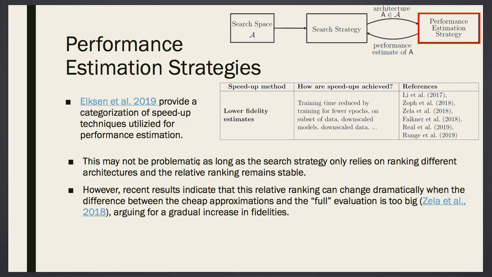However, recent results indicate that this relative ranking can change dramatically when the difference between the cheap approximations and the full evaluation is big. What does this mean? You're not using the entire training set, you're using a little training set. In a little training set, maybe an architecture will work fine, but another architecture will not work fine. But if you had used the full training set, that architecture would be working better than that smaller architecture. Then this is not the right way to do it. So it's a hard trade-off, guys.